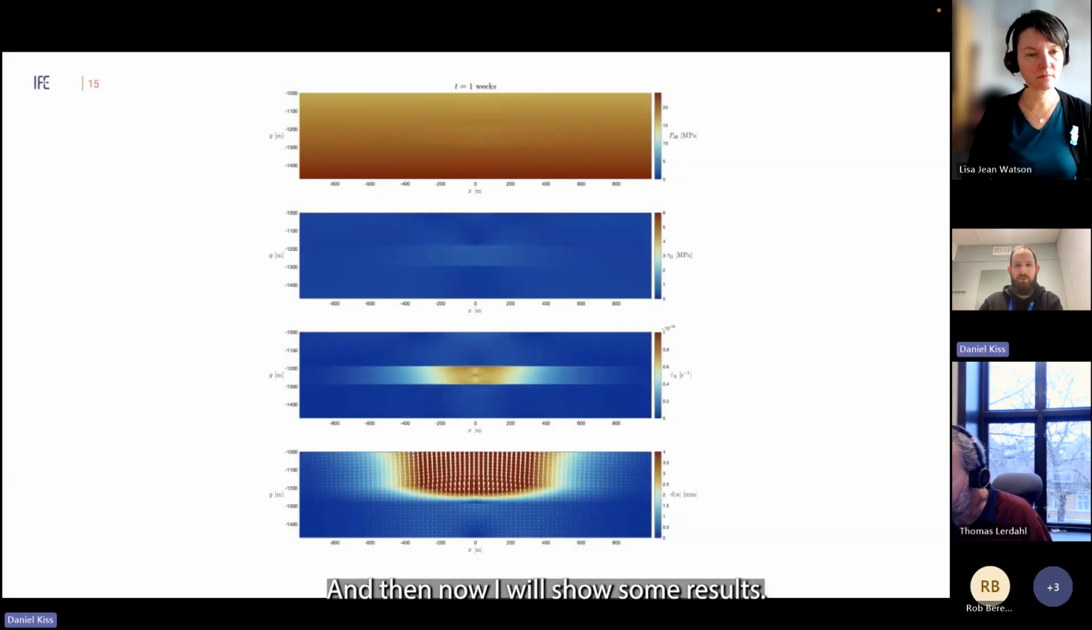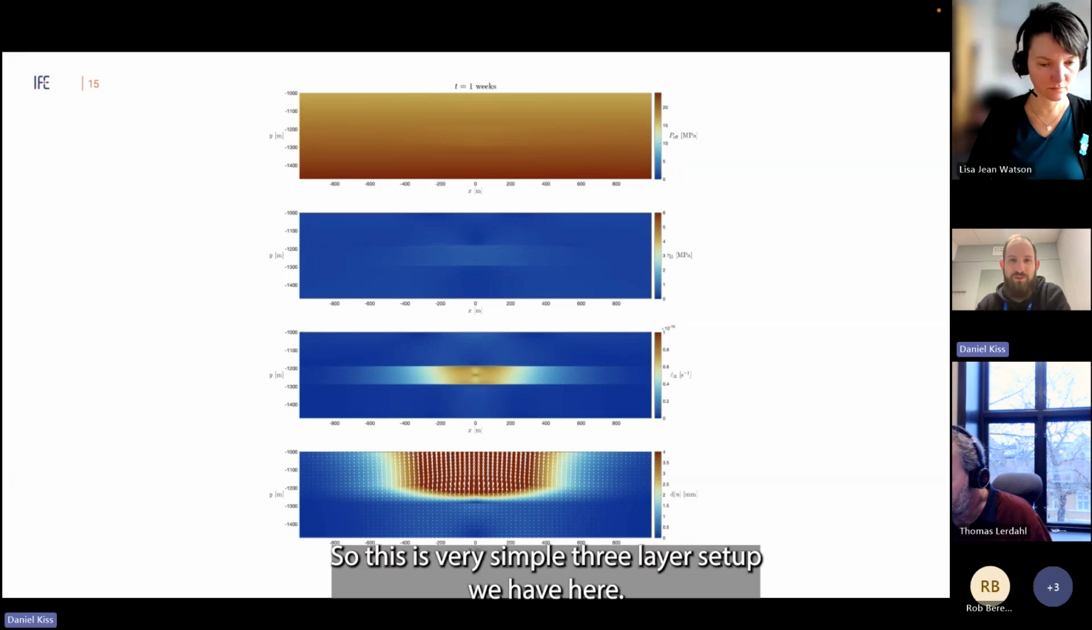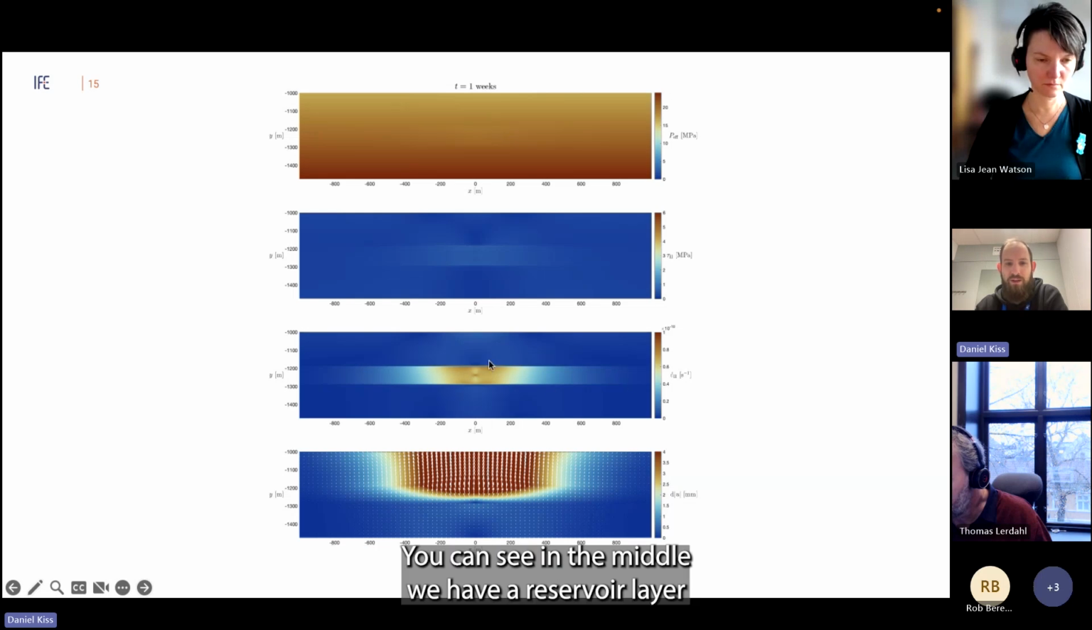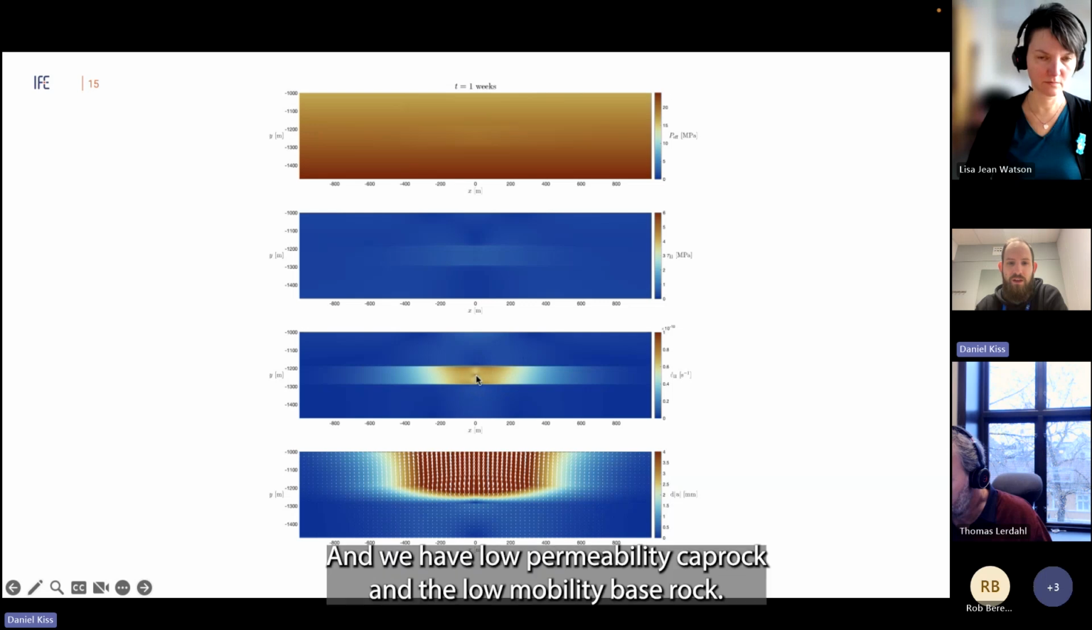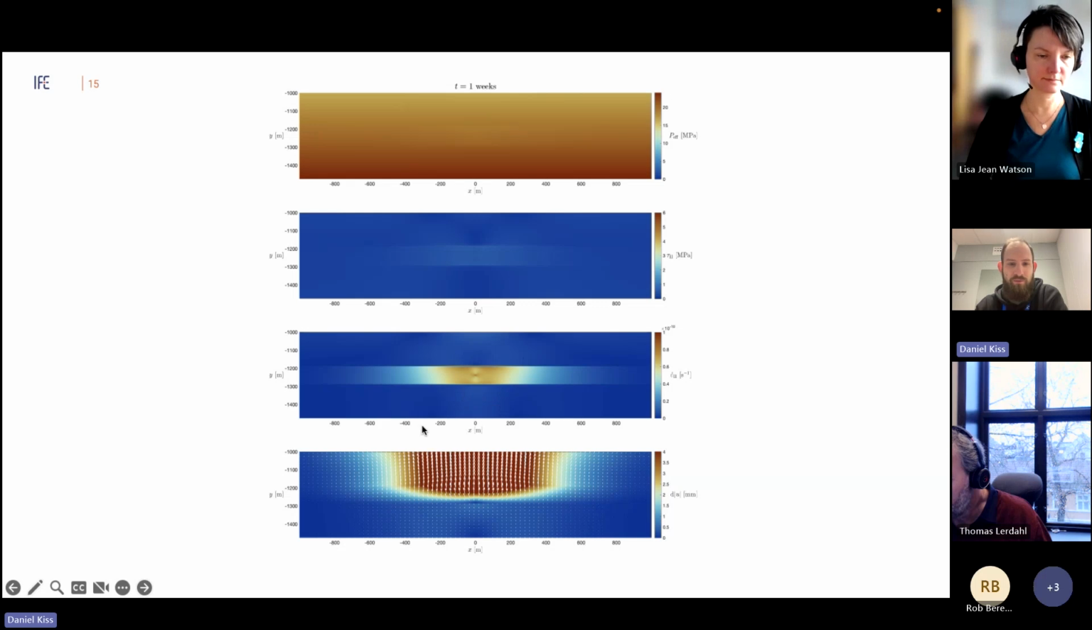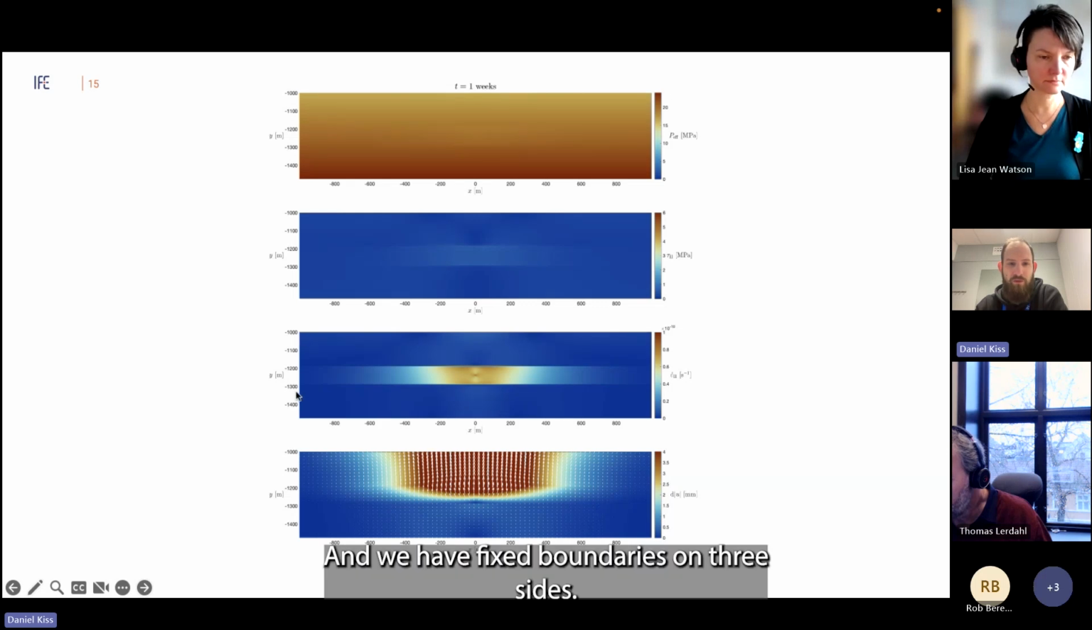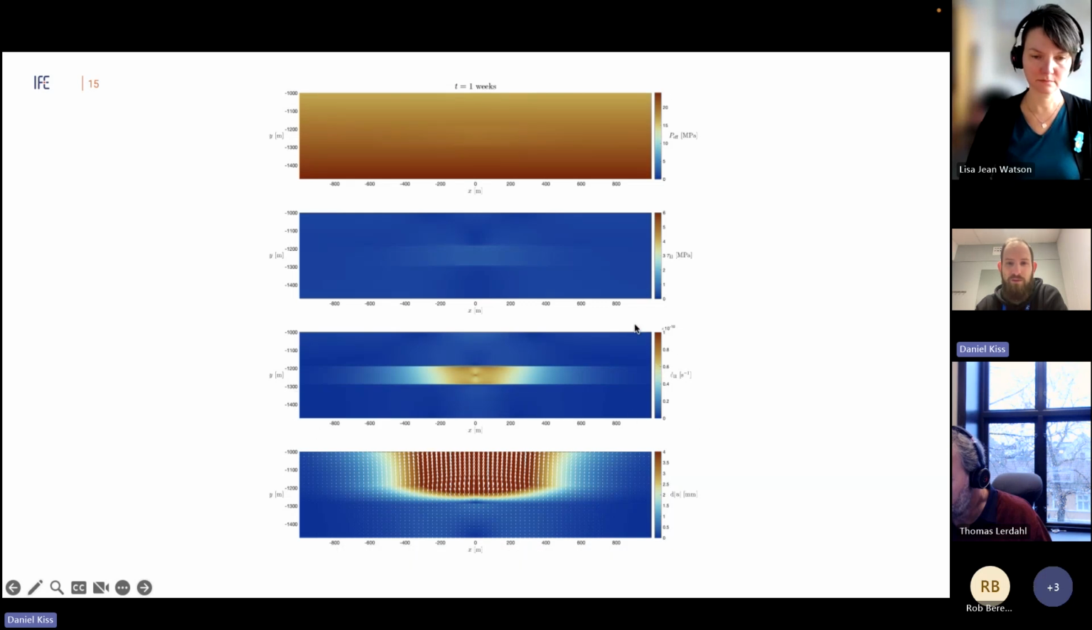Okay, and now I will show some results. This is a very simple 3-layer setup. In the middle, you can see we have a reservoir layer where we are injecting some fluids, and we have a low permeability cap rock and a low permeability base rock. We have fixed boundaries on 3 sides. On top, we have a free surface.